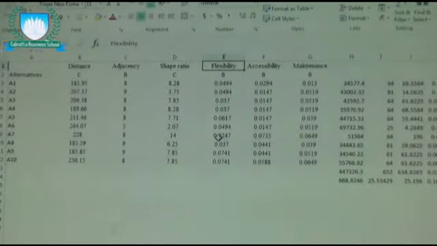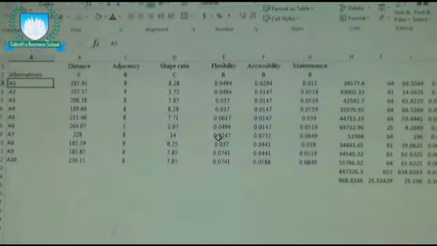6 criteria or 6 attributes: distance, adjacency, shape ratio, flexibility, accessibility and maintenance. And among these 6 attributes, distance is a cost attribute and shape ratio is also another cost attribute, and the rest 4 are benefit attributes, right? Now these A1 to A10 are my layouts. I need to rank them, or I need to find which one is the best, or which 2 are better than the rest of the 8, something like that.